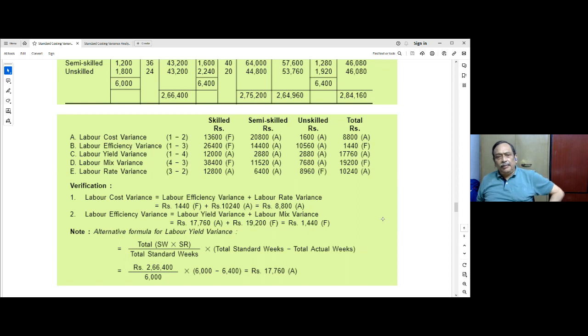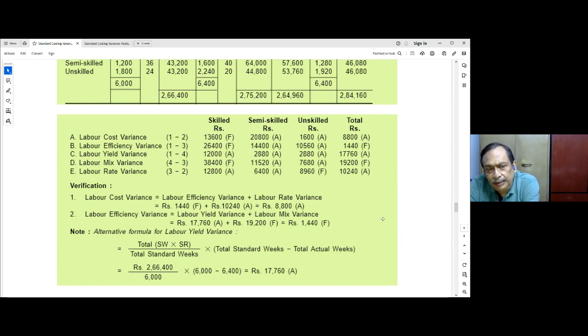And finally, we have labor rate variance, that is 3 minus 2: skilled 12,800 adverse, semi-skilled 6,400 adverse, unskilled 8,960 favorable. So total labor rate variance comes to 10,240 adverse. Now we are going to verify: labor cost variance is equal to labor efficiency plus labor rate, that is 1,440 favorable plus 10,240 adverse, and virtually labor cost variance is rupees 8,800 adverse. Checked.